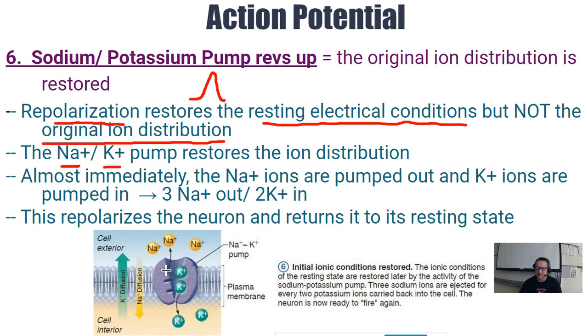Remember, the sodium potassium pump is going to start pumping out 3. There's a bunch of these guys. They require a lot of energy. They start pumping out 3 sodium. So sodium, get out of here, you need to get out of the neuron. Potassium, you need to get back in. So it's the sodium potassium pump that restores the ion distribution. So repolarization is due to potassium moving out, and that restores the electrical conditions. But it's the sodium potassium pump that restores the ion distribution inside and outside the neuron, making more sodium outside and more potassium on the inside.